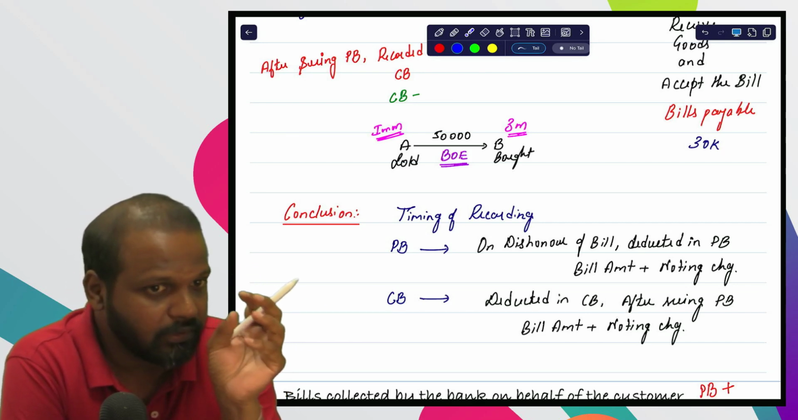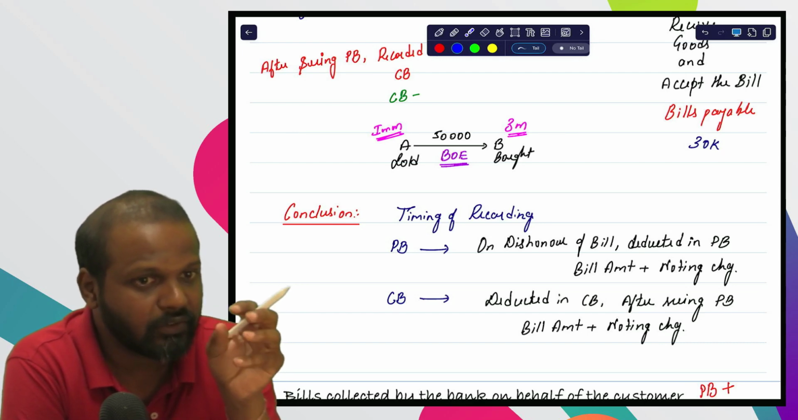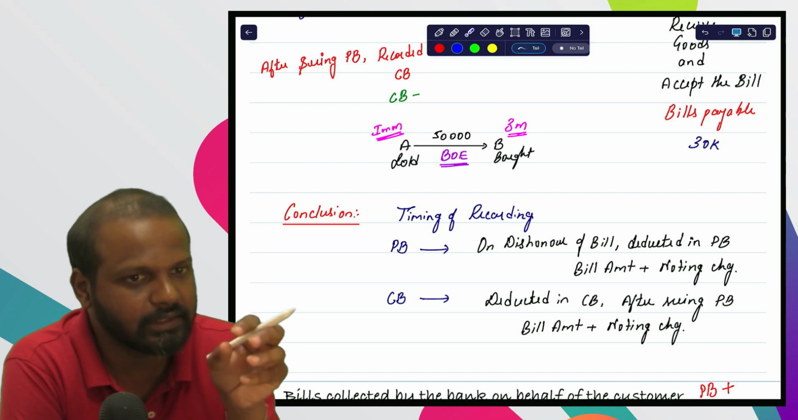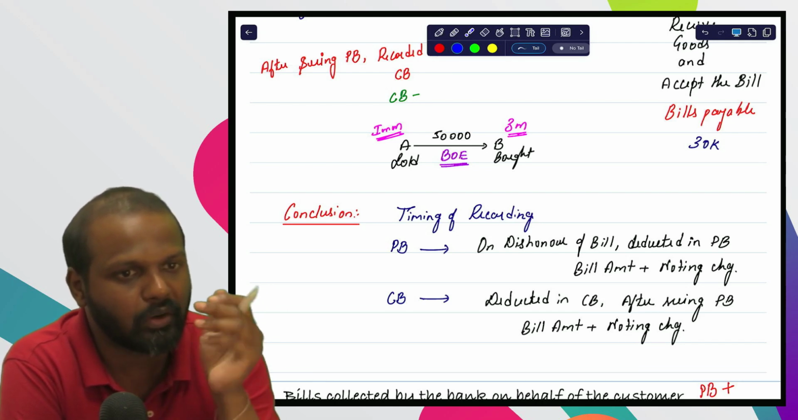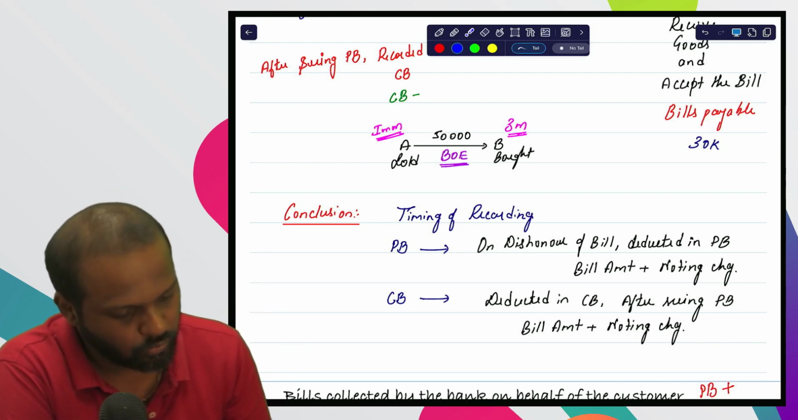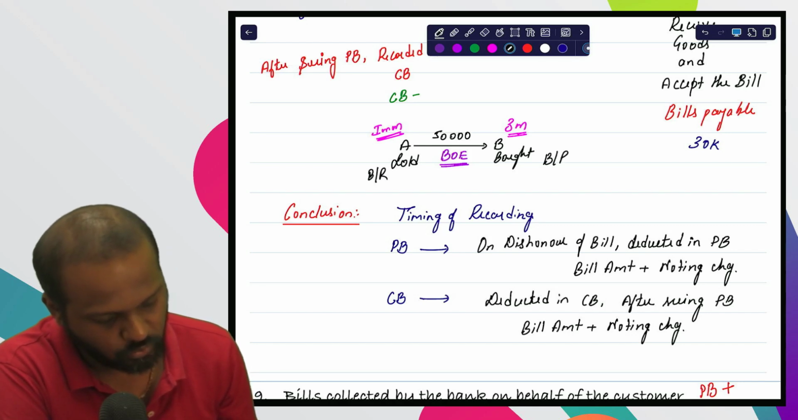Once B signs the document, for B it becomes a liability, because B has accepted the liability to make a payment. He has accepted the obligation to make a payment of 50,000 after 3 months. So for B it is called bills payable. For A it is called bills receivable.